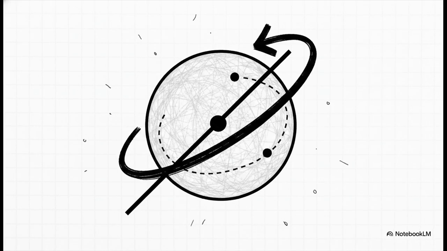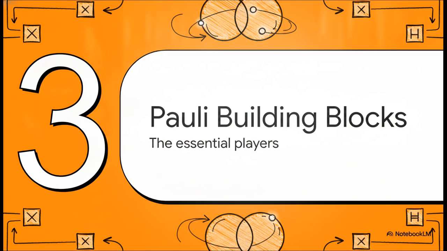Now, what's really interesting about this geometric view, and honestly, this is a total game changer for exams, is how it simplifies everything. Forget the intimidating matrices for just a second. Every single quantum gate is simply a rotation of the sphere. That's it. If you know what axis you're rotating around, and by what angle, you know absolutely everything about that gate.